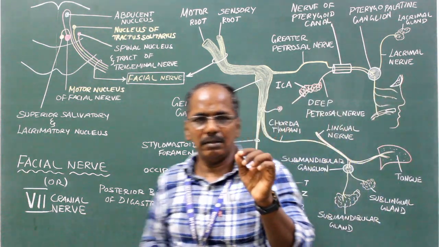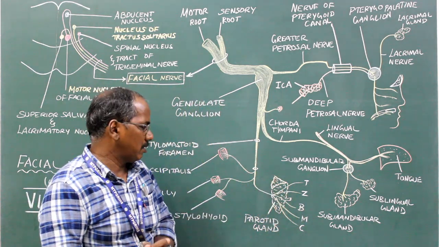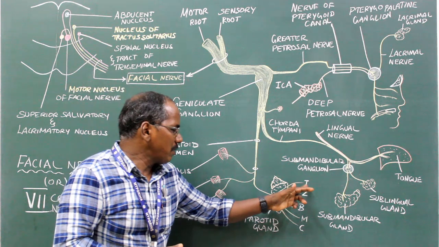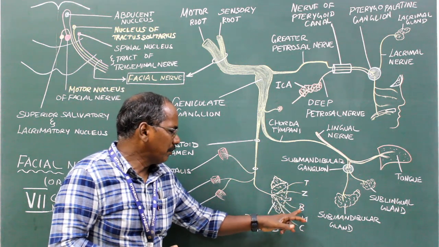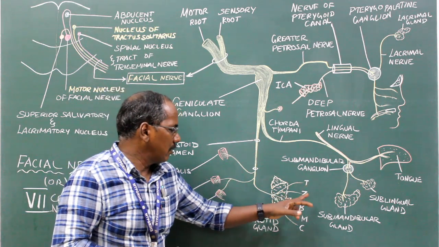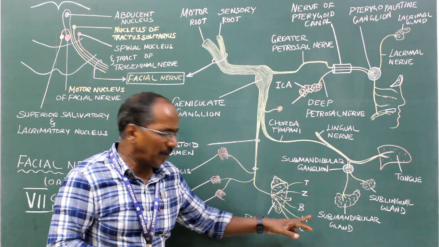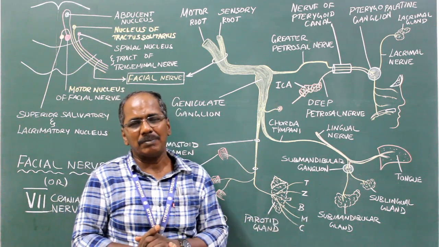And facial nerve branches in the face, that is the 5 terminal branches: two zebras bit my cat. Temporal branch, zygomatic branch, buccal branch, marginal mandibular branch, and cervical branch.